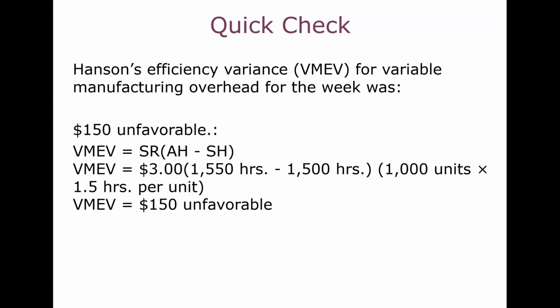Okay, now let's look at the efficiency variance. For the efficiency variance, you're going to take the actual hours minus the standard hours. The actual hours, you have 50 more, and then by the 1.5, and then multiply that by $3, and you get 150 unfavorable.